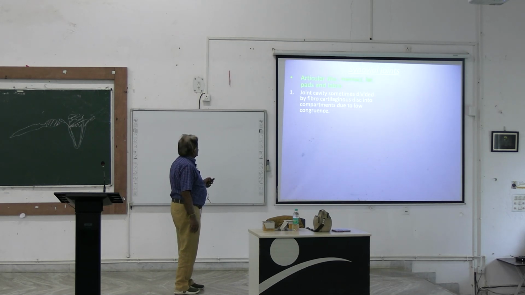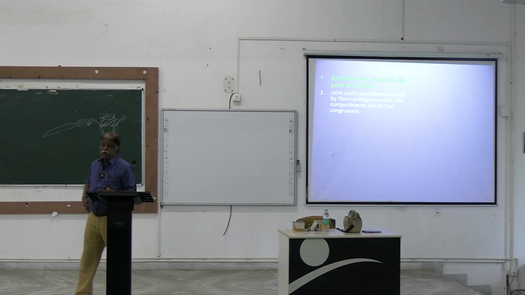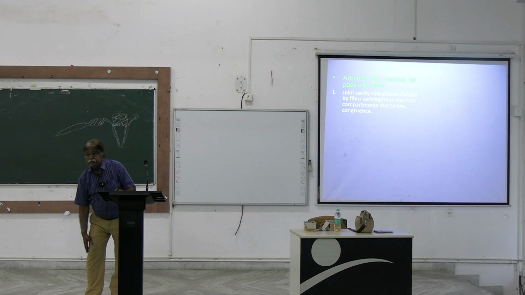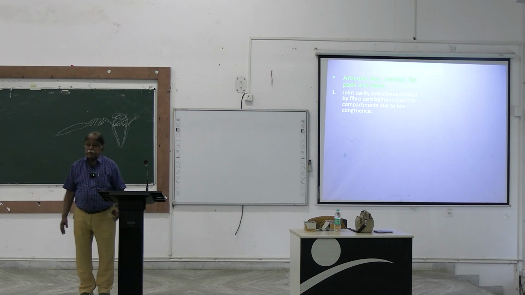Now, synovial joints: articular disc, menisci, fat pads and labra. The joint cavity is sometimes divided by a fibrocartilaginous disc into compartments due to low congruence. See your hip joint, it has a head and neck. It goes inside the acetabular cavity, and the movement is more. But in the knee joint, it is restricted. It is restricted, but there is mobility. There are also many movements you can do.